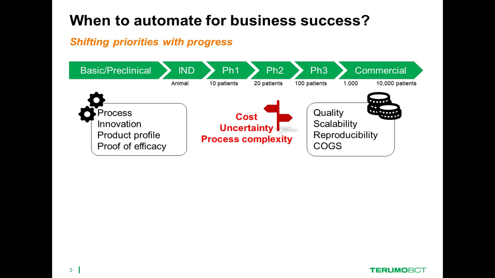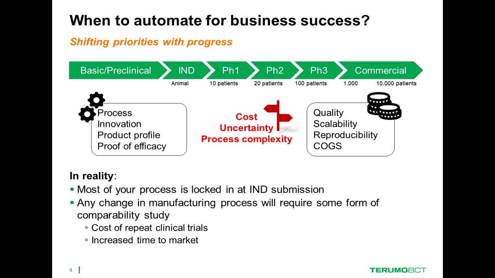When is the right time to automate? The common excuses to delay automation are the cost of investing amidst grappling with the uncertainty and complex nature of process development. Unfortunately, when you are finally ready to change the manufacturing strategy to be commercially viable, it is either too late or much more difficult to change.